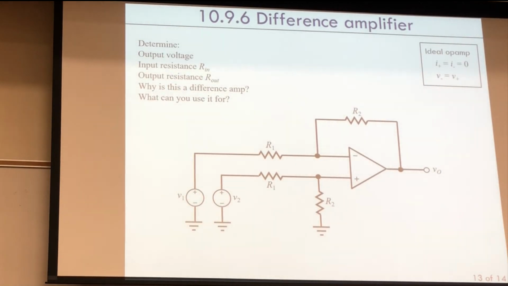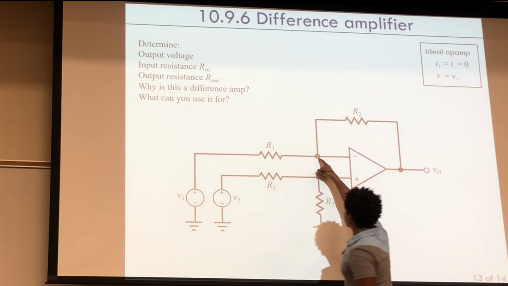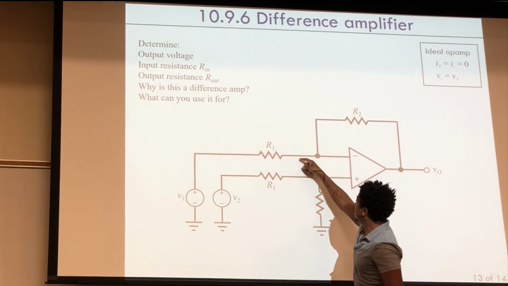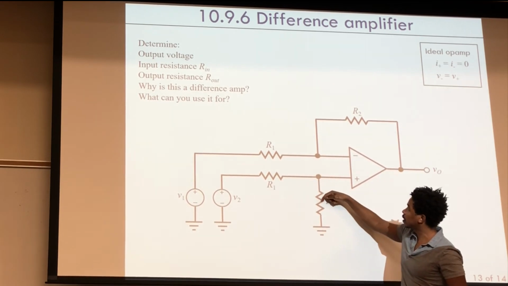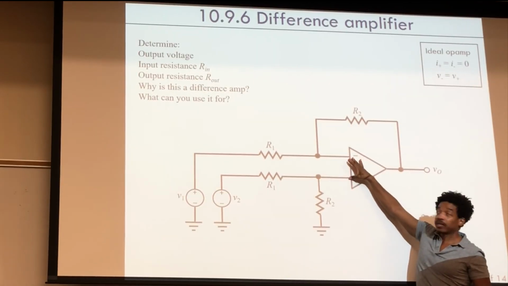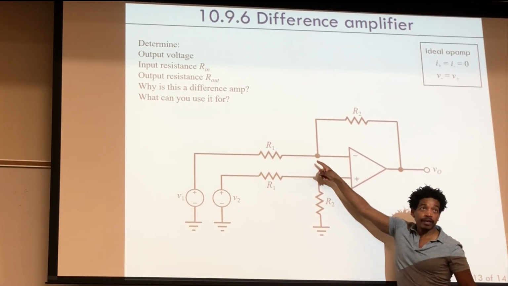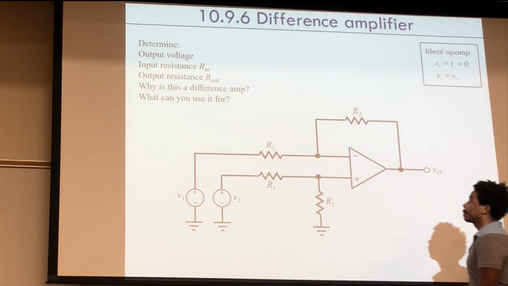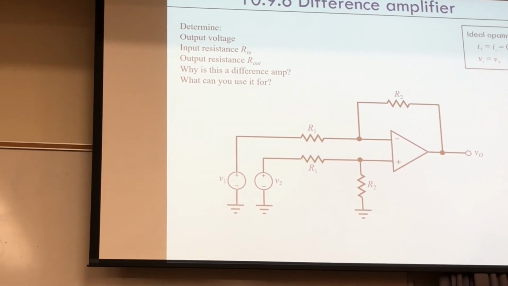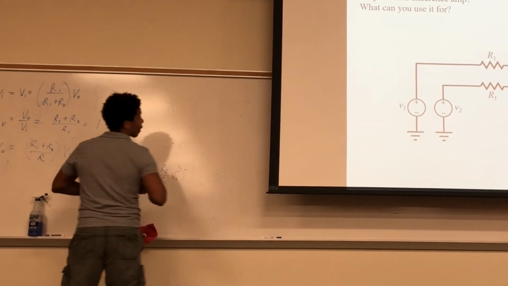Okay, so this is a difference amplifier, and to analyze this for V out, you do KCL right here, current, current, current. You also do KCL right here, current, current, current. You have this constraint where whatever voltage is right here gets copied over to here. So that's how you join those 2 KCL equations together. Okay? And then you solve it. Once you solve it, you'll end up with an equation that looks like this.